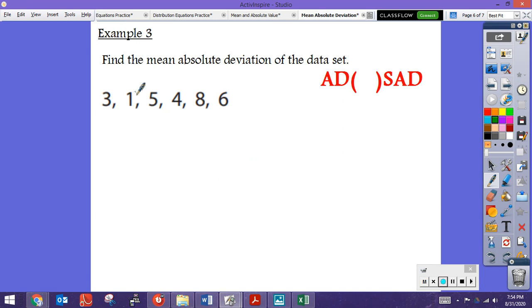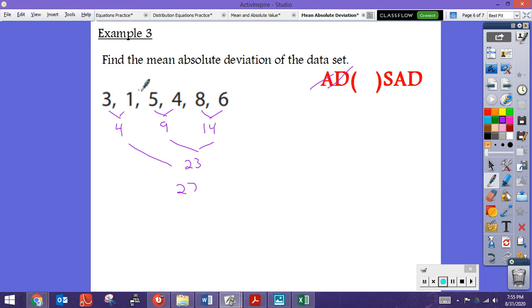Alright, I'll do one more. These are small numbers, so it should go pretty quick. Again, add up the numbers. So I'm going to add them all up. Got 3 plus 1. Let's go old school. Got 4 here. 9. 14. 23. Alright, so I got 27 here. Right, add them all up, then divide.